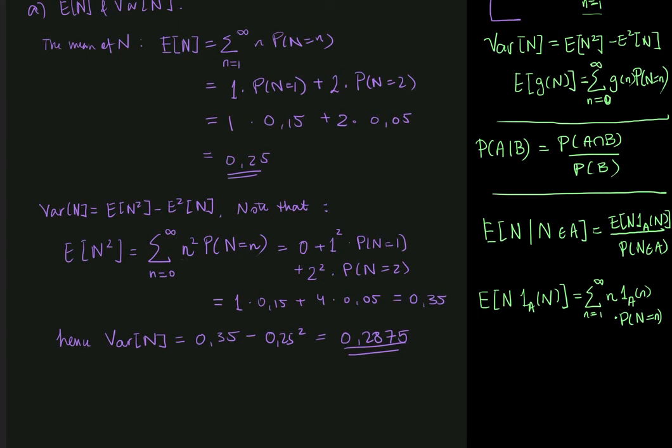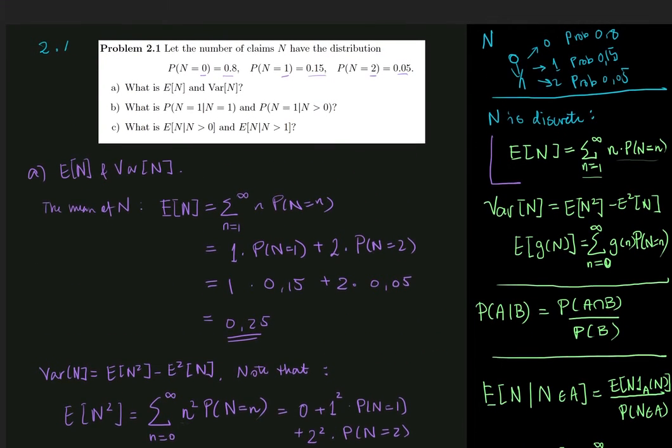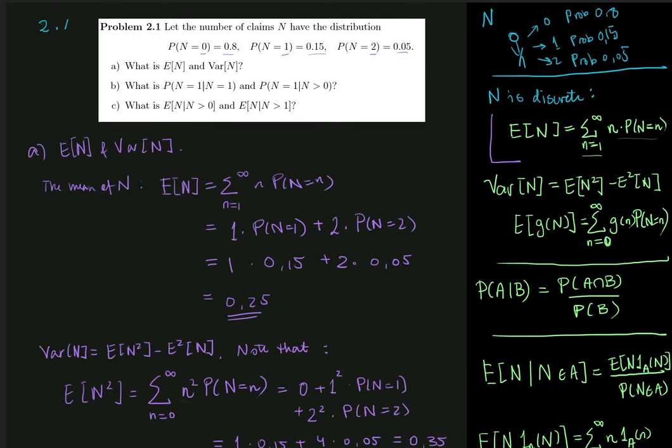So that was how to calculate the mean and variance of a discrete random variable. For the conditional probabilities and the conditional expectations, please watch the next video.